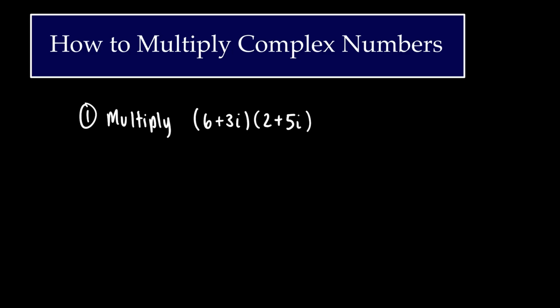All right, let's talk about how to multiply complex numbers. So if you've got a couple of complex numbers here and they're multiplying, you're going to multiply them the same way that you would multiply other binomial things that you're probably used to multiplying at this point.